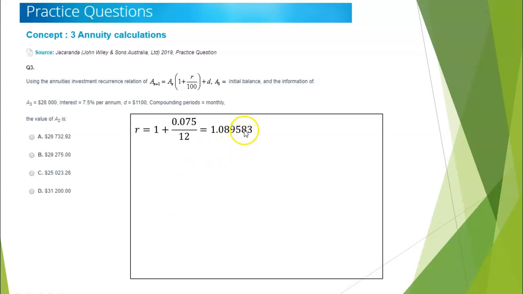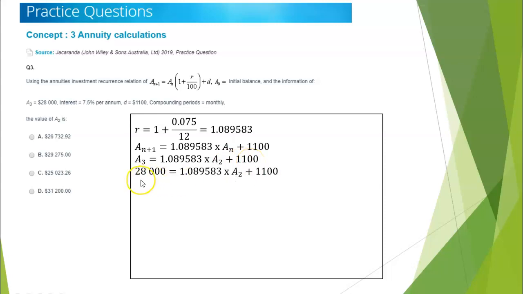So I work out what my R is. Right. So I'm working out this bit here is 1.089583. So my A(n+1) equals 1.089583 times A(n) plus my 1100. So there's my recurrence relation equation. So I know that A3 equals my rate times A2 plus 1100. So I'm going to substitute in my $28,000.